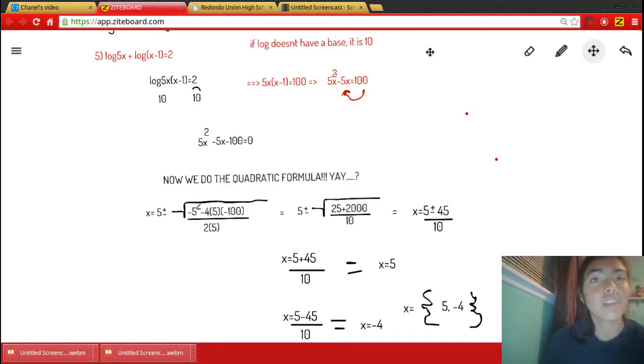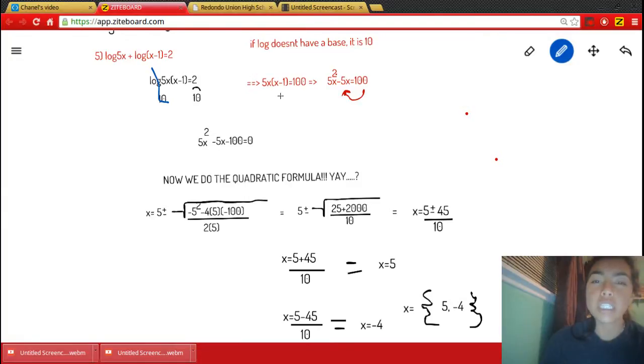Now you want to get rid of the log, so you raise 10 to each side, and get rid of these, let me get a different color pen. Then you have 10 to the power of 2, and you end up with 5x parentheses x minus 1 equals 100. You FOIL that, you end up with 5x squared minus 5x equals 100.